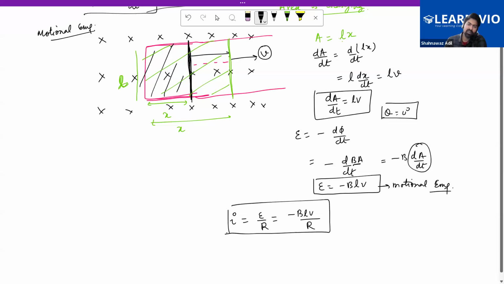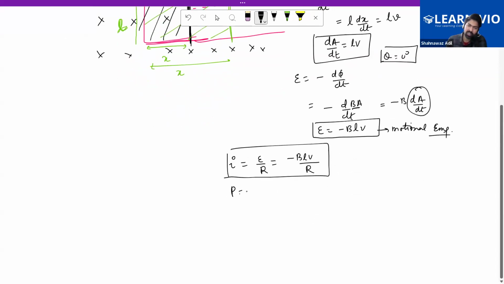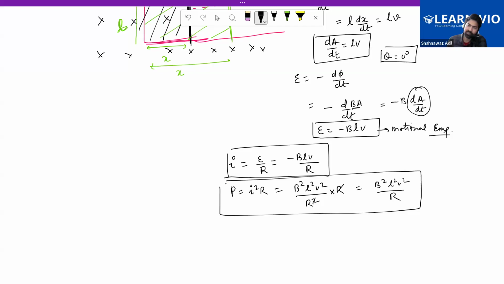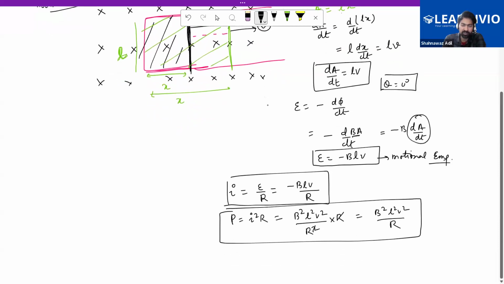right? And we can also calculate the power in this thing. So power is I squared R. So this would be B squared L squared v squared by R squared into R. So this will cancel, and you will have B squared L squared v squared by R. So this is the power. And these are the crucial things of the motional EMF, right?